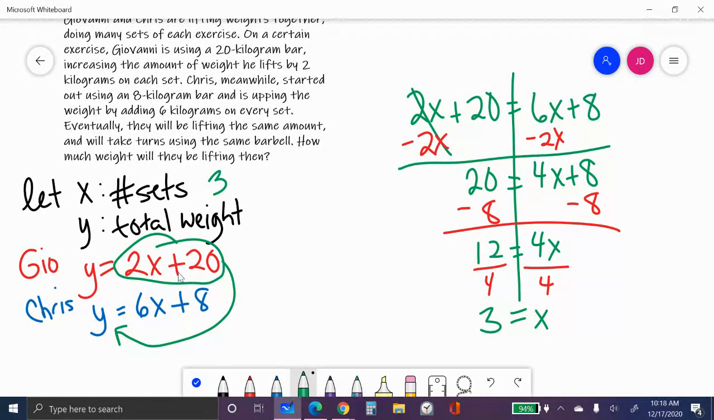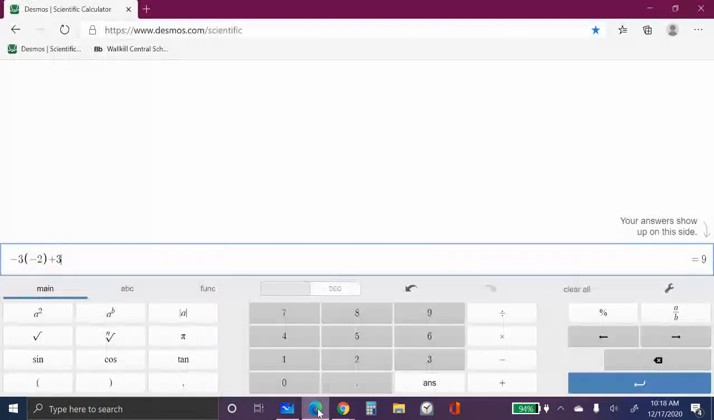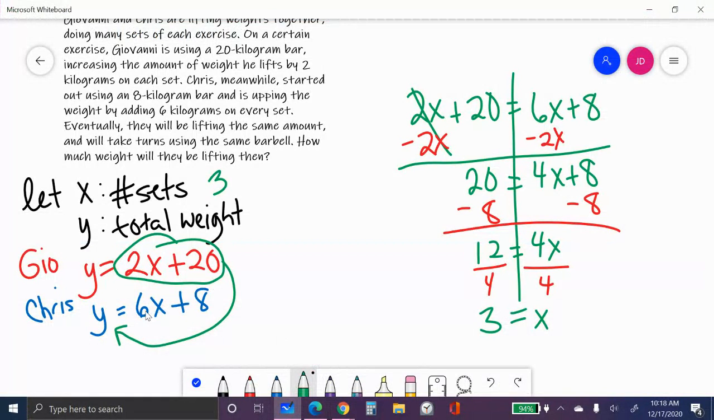So you have 2 times 3 plus 20. And again, you can use your calculator to help you out. 2 times 3 plus 20 is 26 pounds. All right. And let's see if Chris should have the same, not pounds, I'm sorry, kilograms. We're going metric system here. All right. So Chris should have 6 times 3 plus 8, right? Because you're plugging it into this.